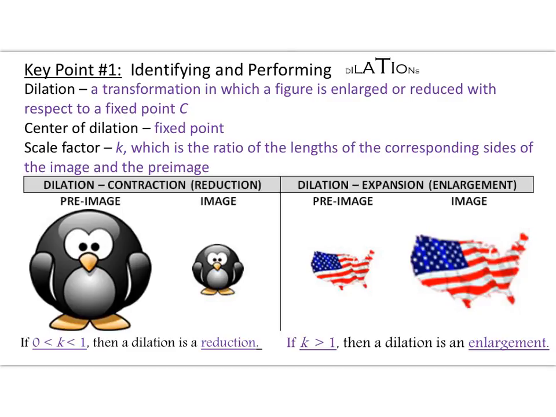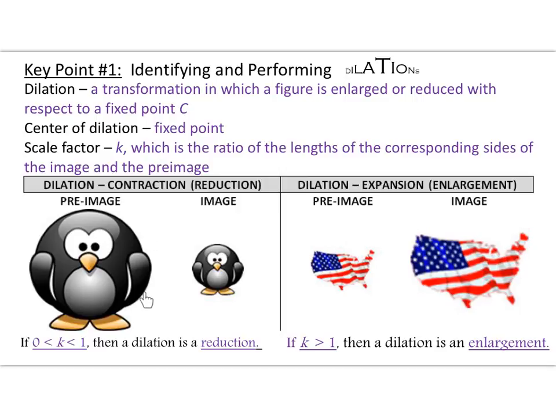Well, a dilation is a transformation in which a figure is enlarged or reduced with respect to a fixed point. We'll call it C. And the center of dilation is this fixed point. And our scale factor, which we'll identify as the K value, is the ratio of the lengths of the corresponding sides of the image and the pre-image.